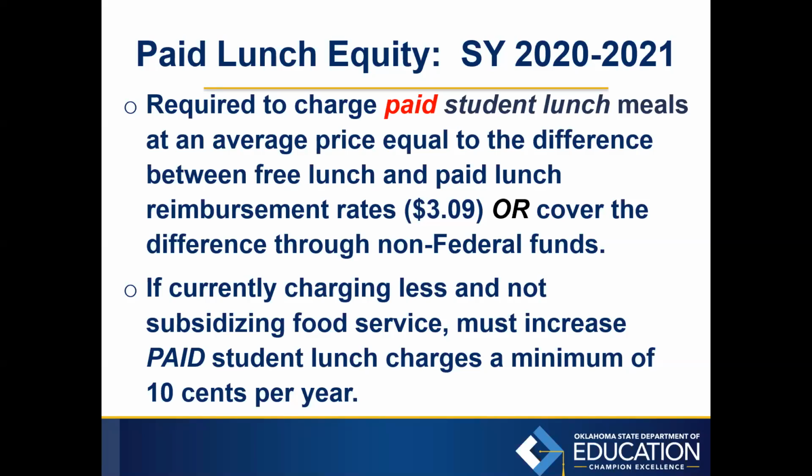So USDA is never going to ask you, if you're still only charging $2, to just go raise your price to that $3.09. There's still a minimum that you have to raise it. That way, they know parents would not accept it if you automatically raised it to the $3.09. The goal is that you're supposed to eventually get there, but by raising it 10 cents, and they usually increase our free lunch price by more than 10, you may not ever get there. But the goal is that your free children's reimbursement is not supplementing your full paid students.